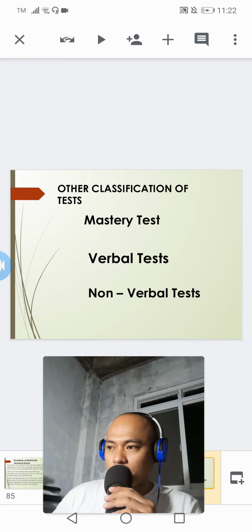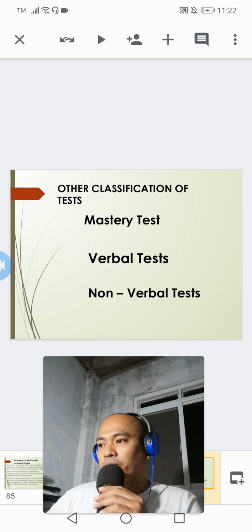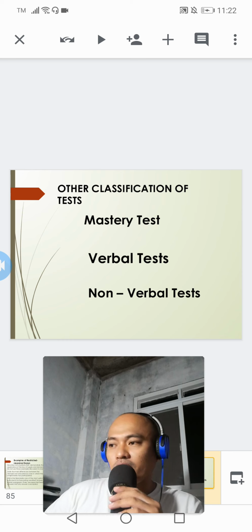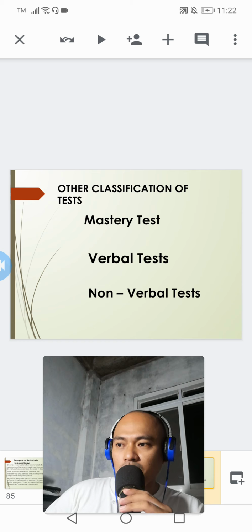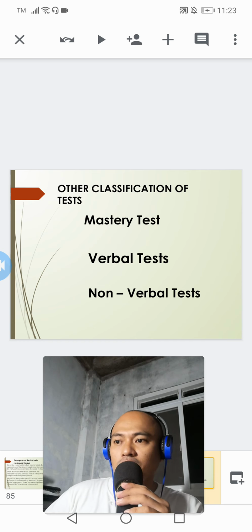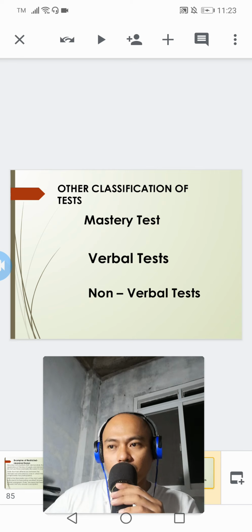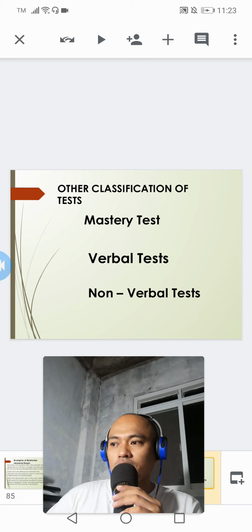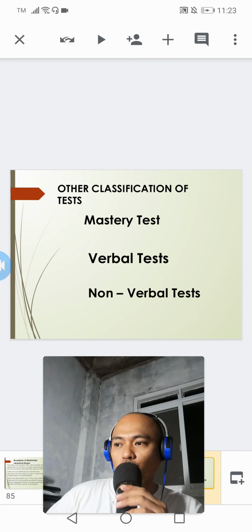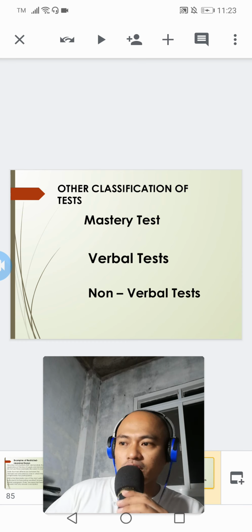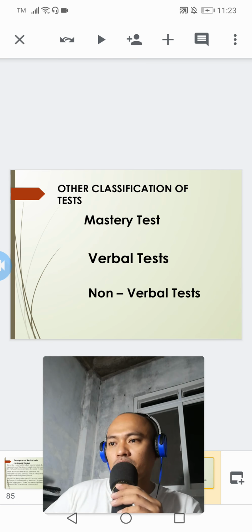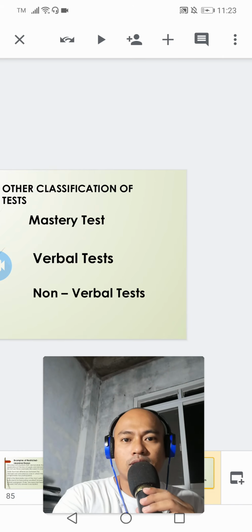For the verbal test, from the word verbal, it determines the ability of students in vocabulary, one in which words are very necessary, and the examinee should be equipped with vocabulary and attaching meaning to or responding to test items. For the last one, we have the nonverbal test. Nonverbal test is one in which words are not that important. Students respond to test items in the form of drawings, pictures, or maybe designs.